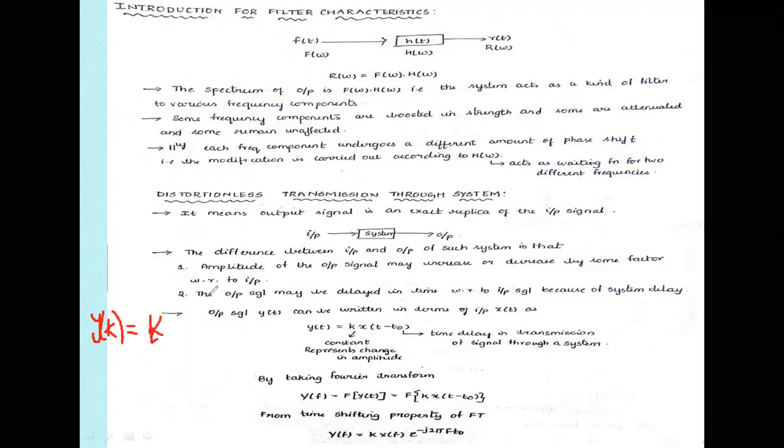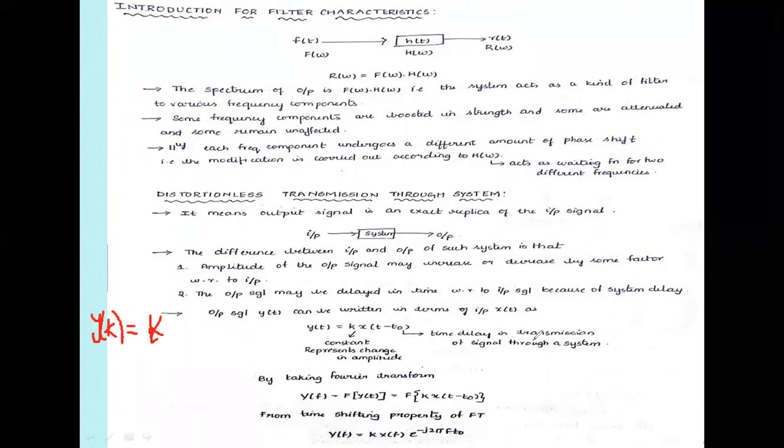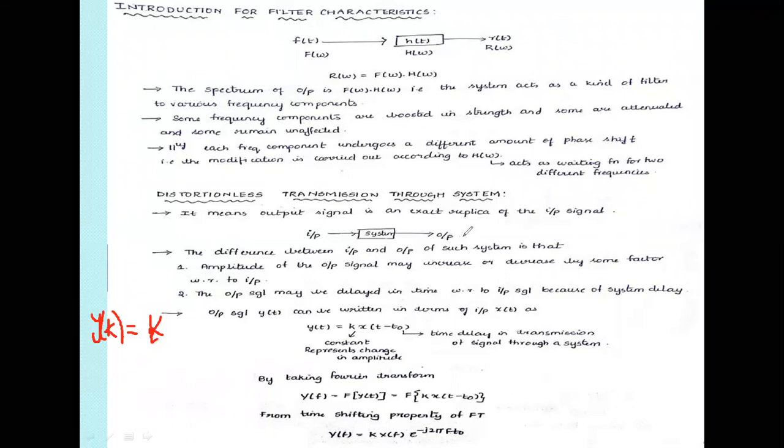And the output signal may be delayed in time with respect to the input signal because of the system delay. Let us take here x of t minus t naught, because the output will get the delay due to the system delay. The y of t is equal to k into x of t minus t naught. The constant k represents the change in the amplitude and t naught is the time delay in transmission of the signal through the system. Got it, my students?